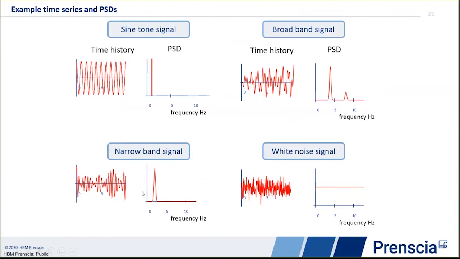As a narrowband signal, the spectrum frequency ranges from maybe 2 to 3 or 2 to 4, something like that. You can see here a band, where the area under the PSD is exactly the same as the mean square of the time signal. And in white noise, the frequency ranges from 0 to infinity, but with some amplitude. You can see here different examples of the time as well as the frequency.